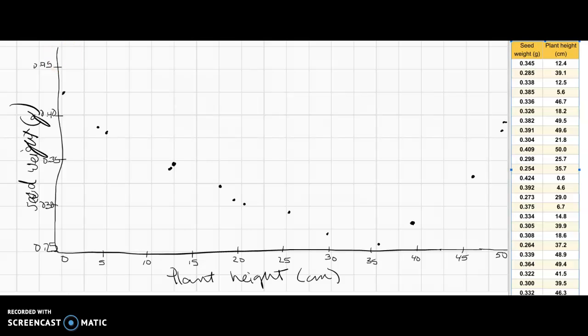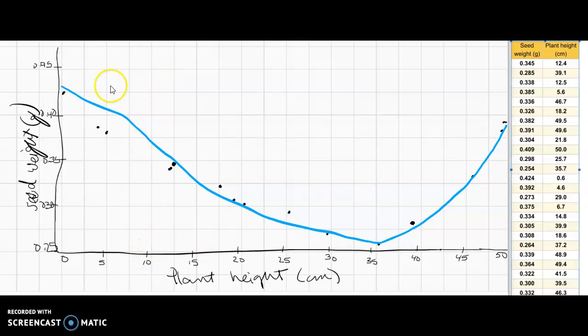Once you plot all your points, it's time to put in your best fit line. For that, you just try to put your line in the middle of all of your points. And that's it. The last thing I've asked you to do is to argue for what type of selection your population is under. This would be considered diversifying, because the extremes have the highest fitness value.